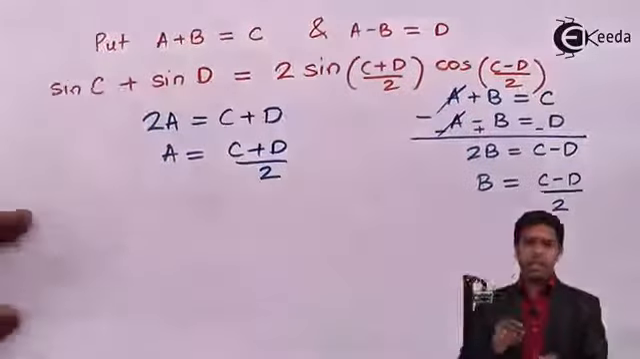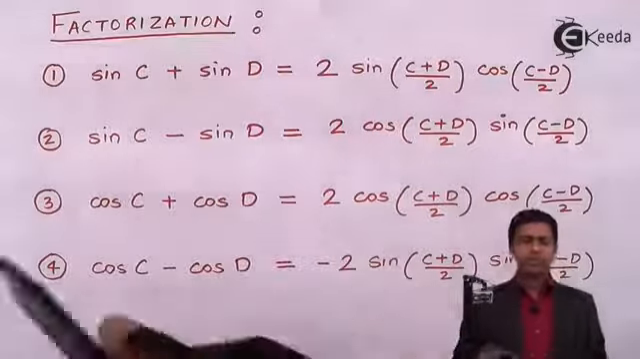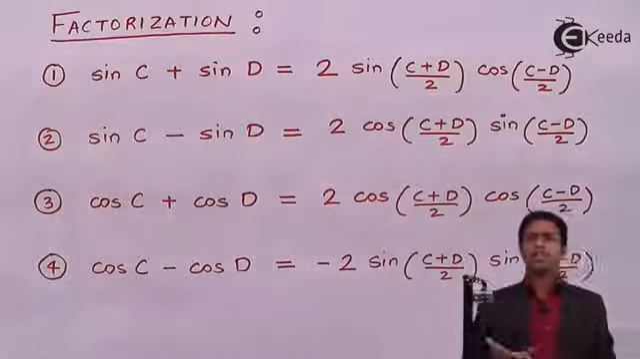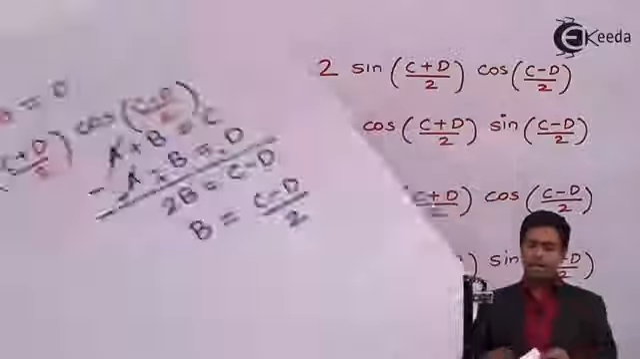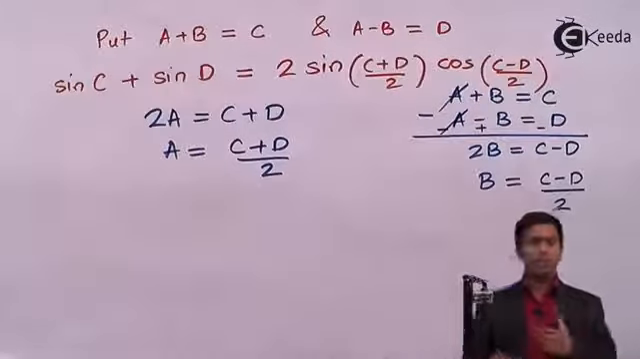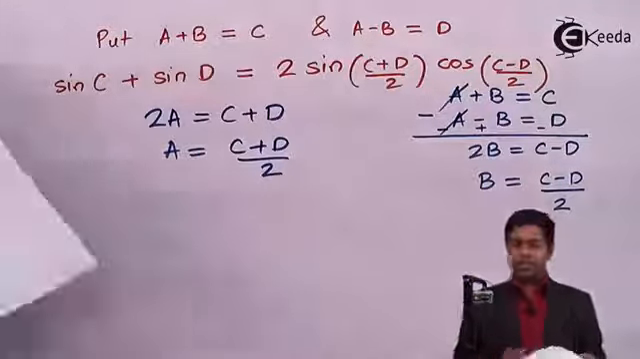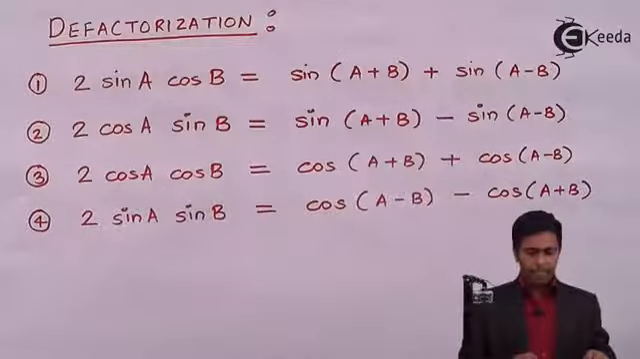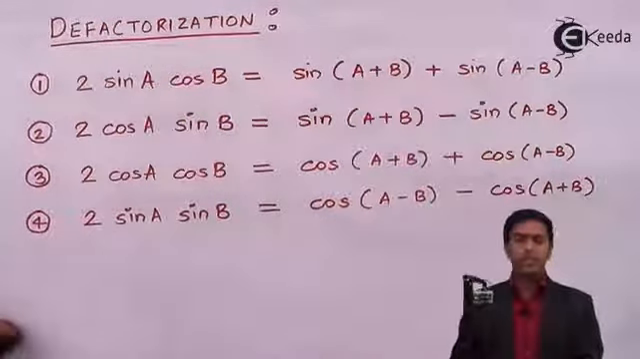And guys, this is exactly similar to this formula. So to prove the factorization formula, we have taken the help of the defactorization formula, and in that we have substituted A plus B as C, A minus B as D, and after that we found out the value of A in terms of C and D and the value of B in terms of C and D, and again we have substituted all these values in the defactorization formulae to get the factorization formula. So now by doing this, we got the formula for factorization and defactorization.